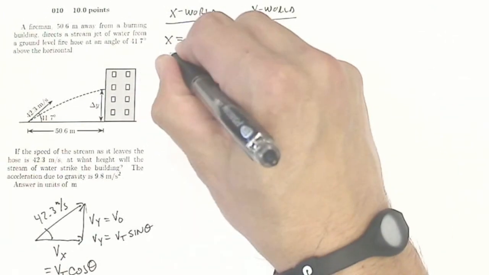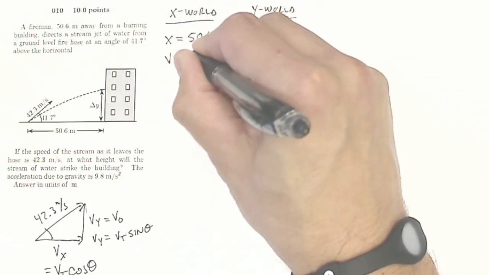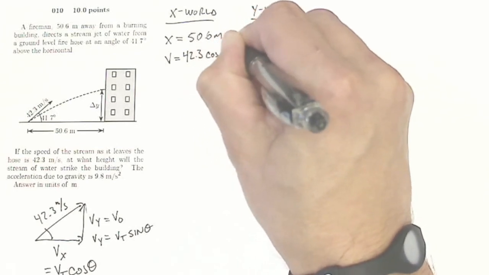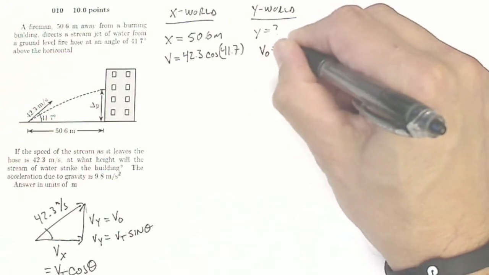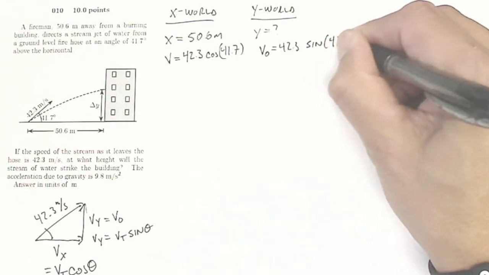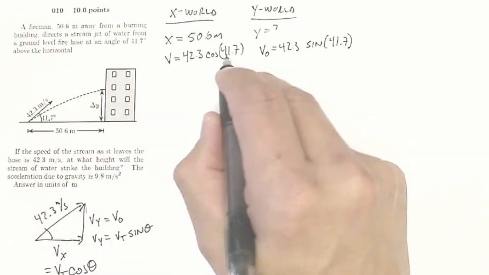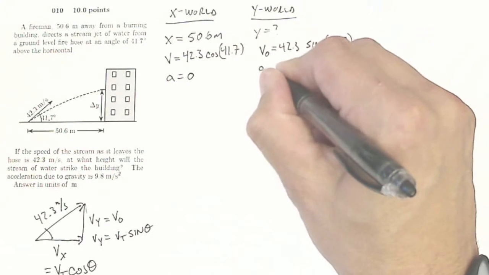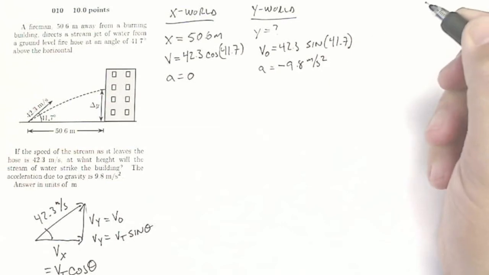So my velocity in the X world, initial, final, all the time, is going to be my total velocity, which is 42.3 times the cosine of 41.7 degrees. And in the Y world, my initial velocity is going to be 42.3 times the sine of 41.7 degrees. I also know in the X world, of course, my acceleration is 0. In the Y world, my acceleration is gravity, negative 9.8 meters per second squared.